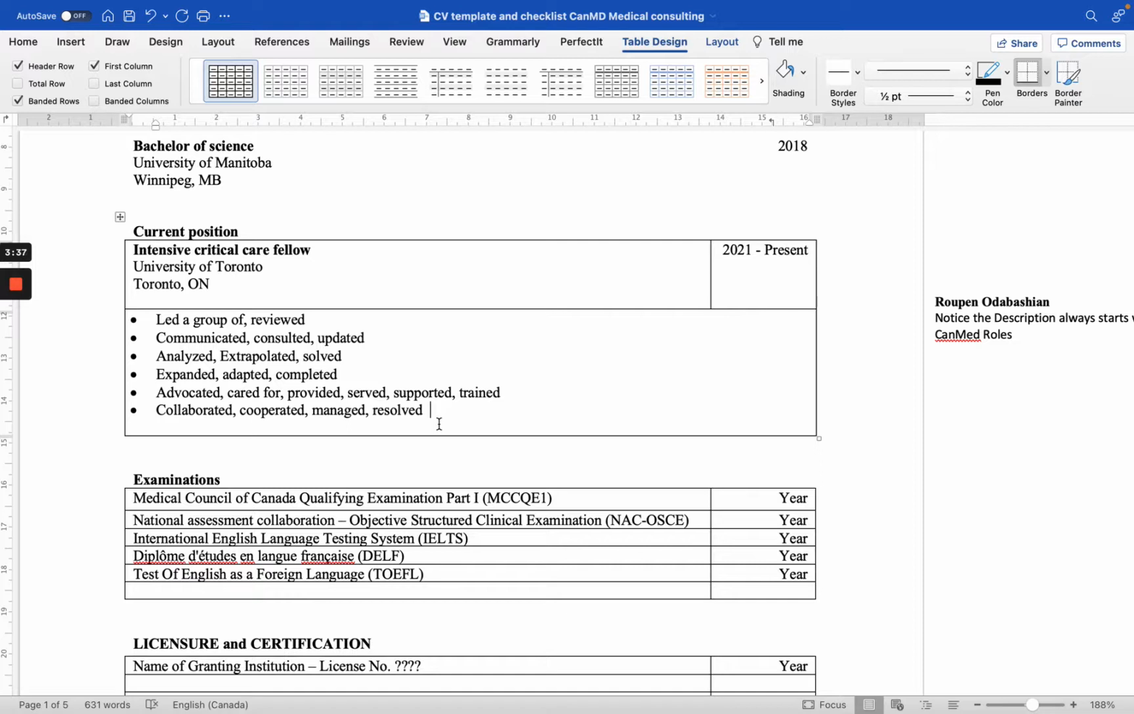Okay, so highlight two things. Anything that comes under the CanMEDS roles, especially leadership, communication, collaboration, advocacy for other groups, and also the transferable skills that you can bring to that program. So this is what the description should focus on, whether it's in the current position or previous positions.